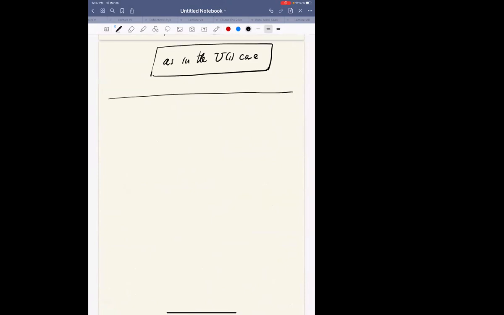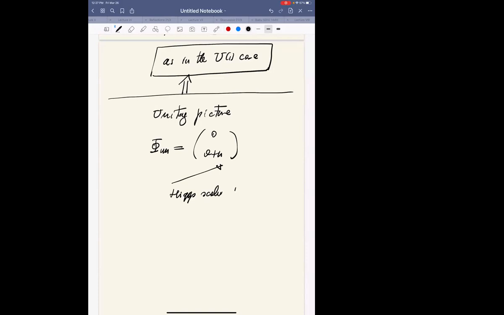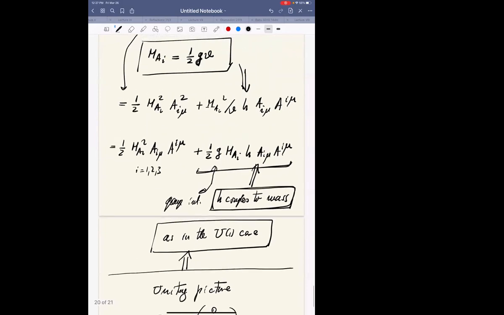Of course, remember, this was a unitary picture. All of this was the unitary picture. Unitary gauge. Once again, let's call it, if you wish, phi unitary, 0, v plus H. So what we have in the unitary picture, we have the Higgs scalar plus 3 Proca fields. Proca, remember, are massive gauge fields. That's what we have, with the couplings that I gave you above.